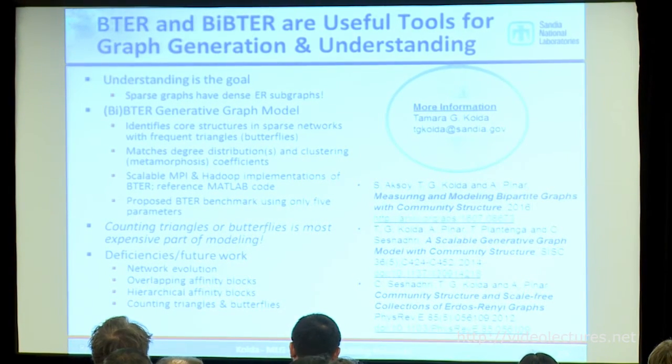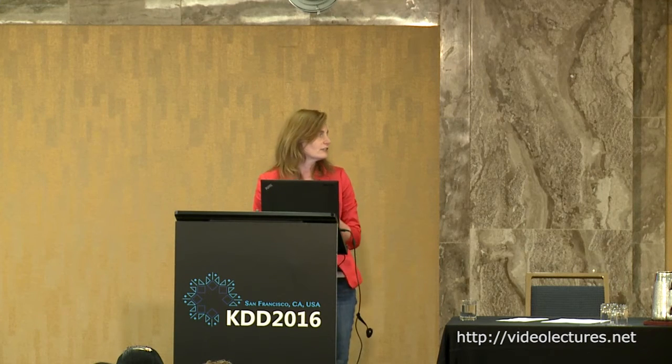We have scalable Hadoop and MPI versions. We have a reference MATLAB code that you can download. We have this way that you can generate fake graphs using just 5 parameters. I haven't talked about it at all, but counting triangles and butterflies is the most expensive part. And actually, Pinar has done a lot to make this possible. And I've just sort of been annoyed by this. Triangles ended up being this massive sideline, where we talked about how to sample to estimate the number of triangles. And that was a whole line of work they haven't given the citations of here. And there's still a lot to do.